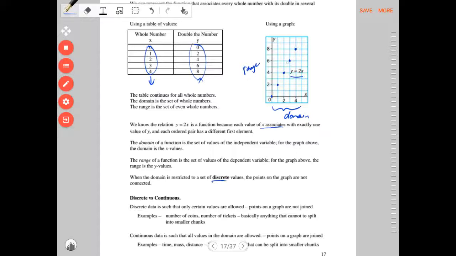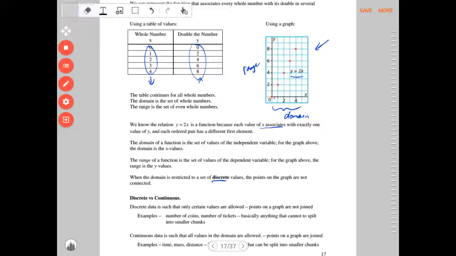See, in this graph here, we said that the domain, the x's, were all the whole numbers. So if I were to join these dots, that means that every middle value is allowed. That means I could have an x value right there, which is like 0.3. Now, is 0.3 a whole number? It isn't. So this data is discrete because we're not allowed to have all those middle points.